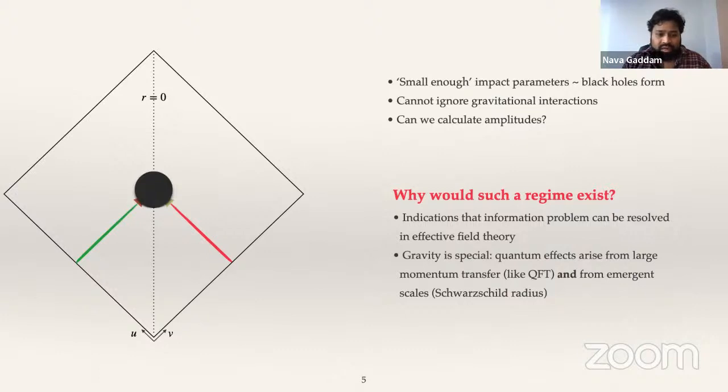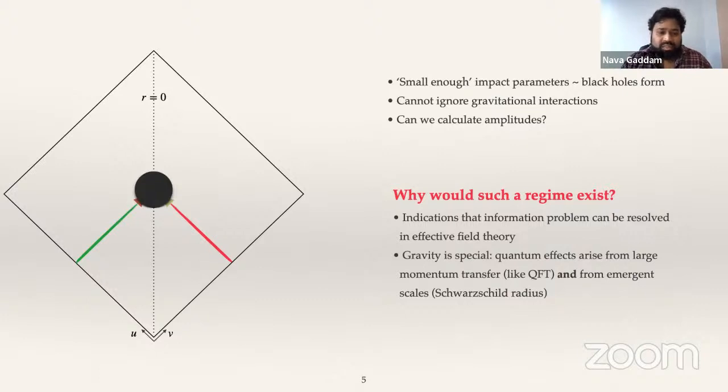There's another important aspect to gravity, which is that quantum effects, unlike in quantum field theory, which arise only due to large momentum transfer, you also have emergent scales, which give you quantum effects. The information problem is itself an example that this is a problem that emerges at large scales with large black holes. And so we believe it to be a quantum mechanical effect.